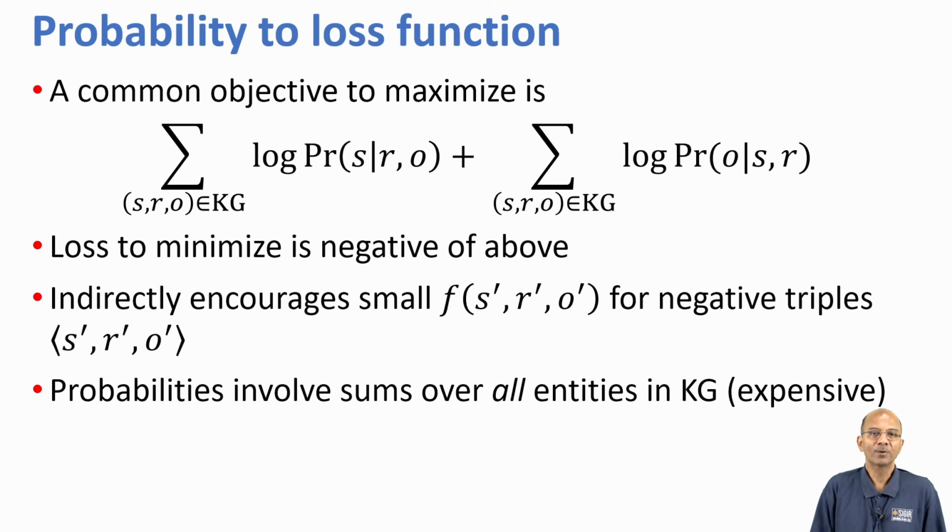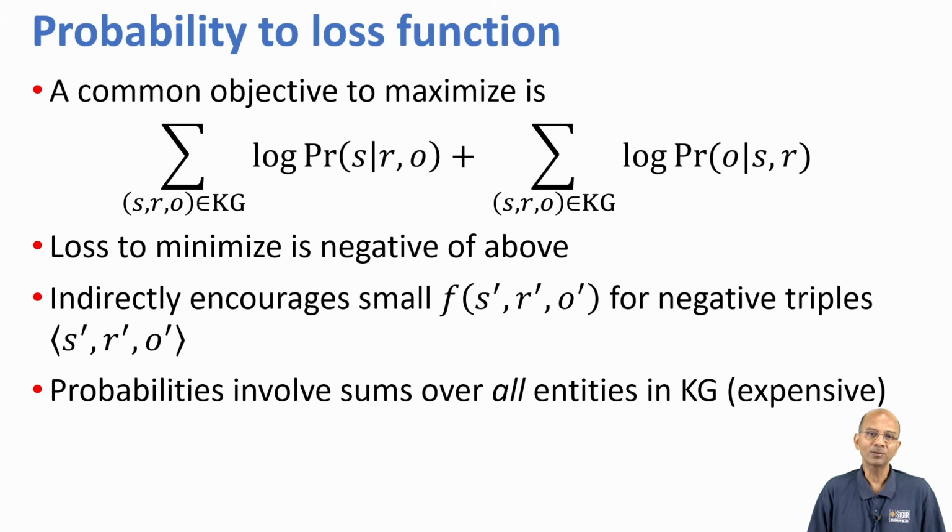How do we turn the probability into a loss function? That's fairly standard now in machine learning and deep learning. Given a knowledge graph with known triples, I would like, over all the triples in the knowledge graph, the log probability of S given R, O. We add all of these up, and then we also add the probability of O given S, R, take the log of that, and then take the sum over that. We want this entire sum to be maximized.